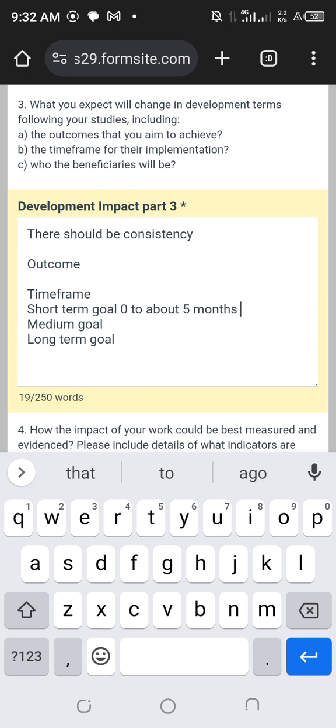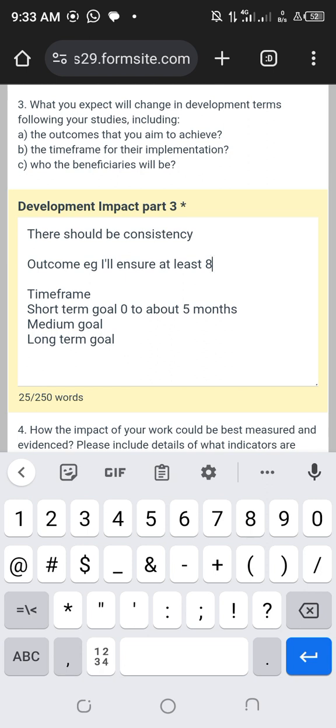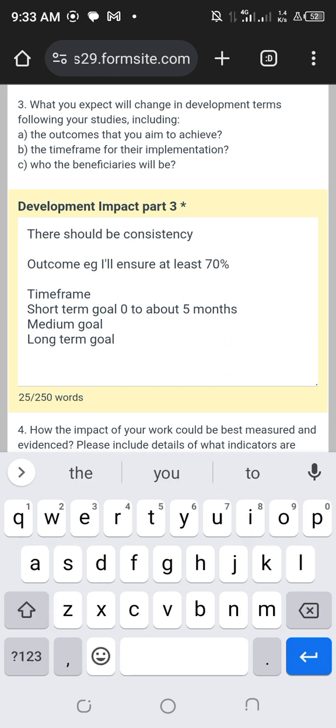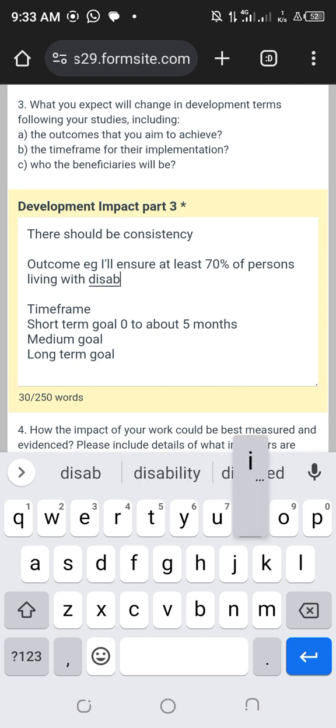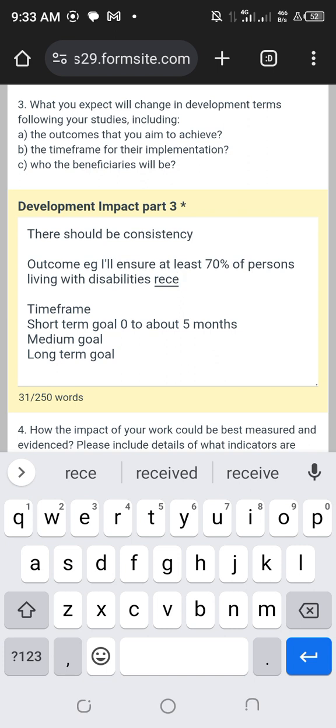Mention those things you do to ensure that this outcome that you mentioned earlier, like for example, in my outcome, I'll say I'll ensure at least 70% of persons living with disabilities receive equitable education. This is your outcome. This is what you hope to achieve.